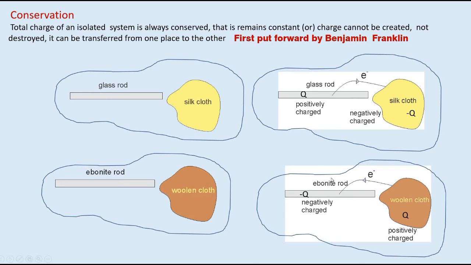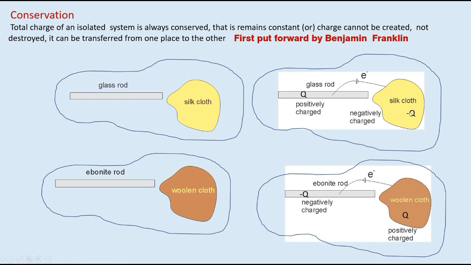Okay. So why does this glass rod become positive, whereas in this case ebonite becomes negative, or why in this case the glass rod loses electrons, and in this case why the woolen cloth loses electrons. It all depends on the work function of the materials that are there in the system.